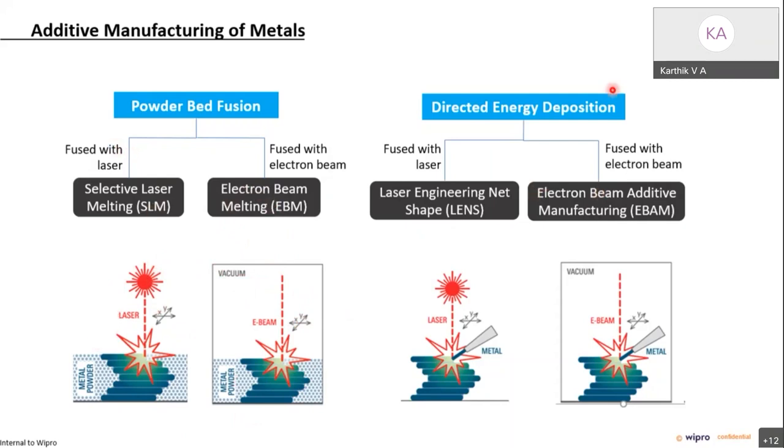Coming to direct energy deposition, basically, again, we use the raw material in the form of a powder, but we have a nozzle which basically blows the raw material onto the build platform. And again, we have an incident energy source. So this energy source, again, can be either laser or an electron beam, depending upon the technique. But what you will notice is that basically when the powder is blown from the nozzle, the energy source melts this powder and it gets deposited onto the build platform on a layer by layer basis. This is the primary difference between powder bed fusion and direct energy deposition.